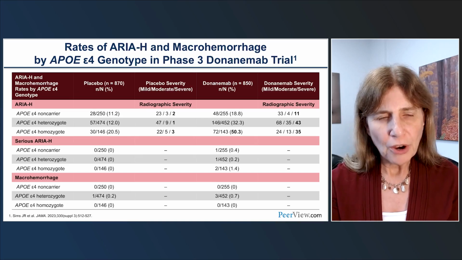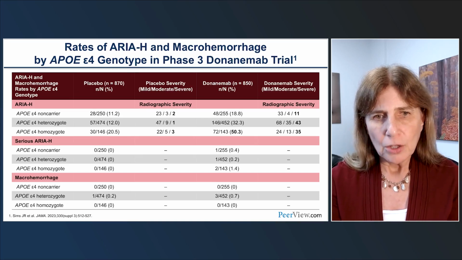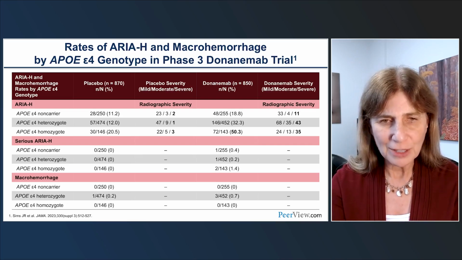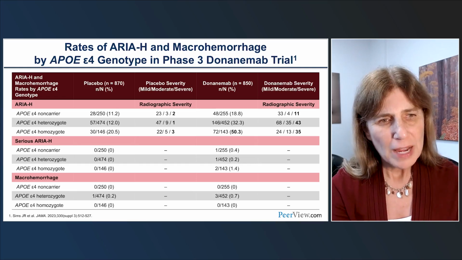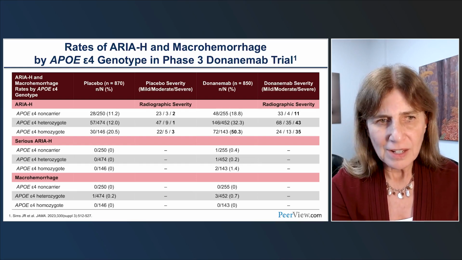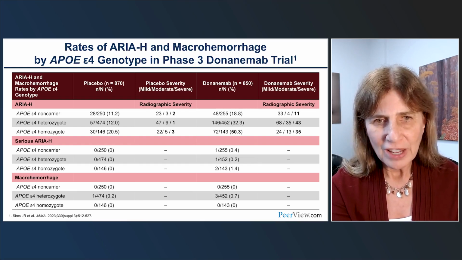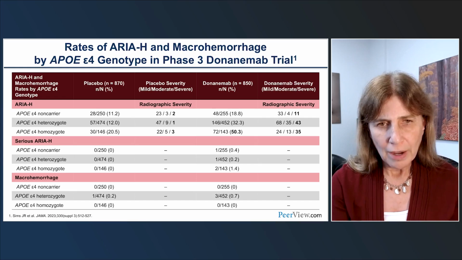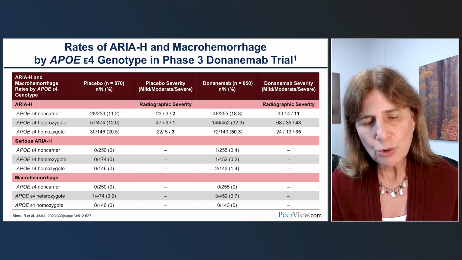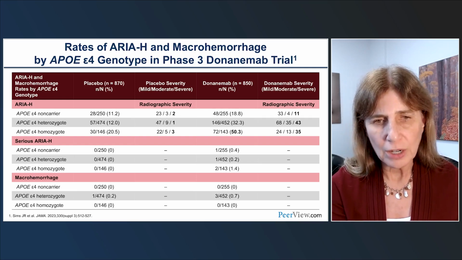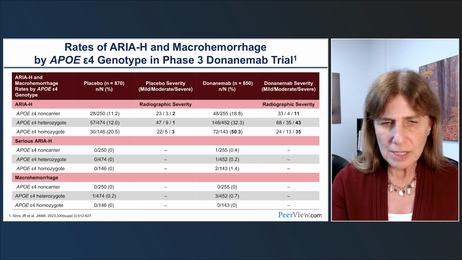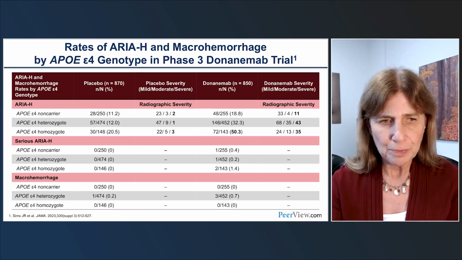And finally, with ARIA-H and donanemab, you see some of these rates and trends very similar, and I'll just highlight here, rather than going through this whole table, that for APOE4 homozygotes, 50.3% had radiographic ARIA-H. So quite a high rate for the APOE4 homozygotes, and about 18.8% in the non-carriers. But of course, the symptomatic rate, which we don't have listed as such here, is much lower.